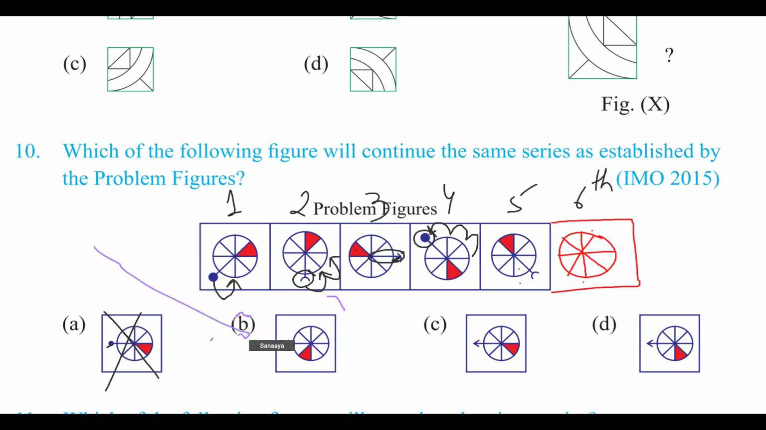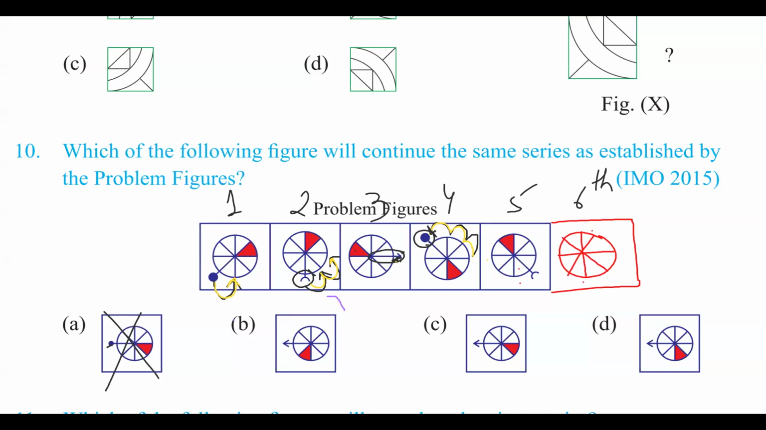Tell me, getting or not? Got this point? How is it moving? Anti-clockwise, and with each step it is increasing 1 by 1. So in the first one, it moved by 1 step towards the left, then 2 steps towards the left, then 3 steps towards the left. And now let's see in the next figure, has it moved by 4 steps or not? If yes, then it will be confirmed that yes, this is the pattern that is being followed.